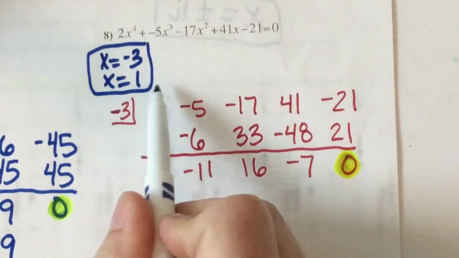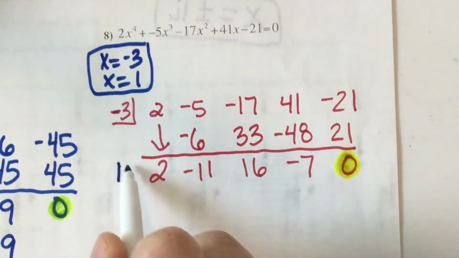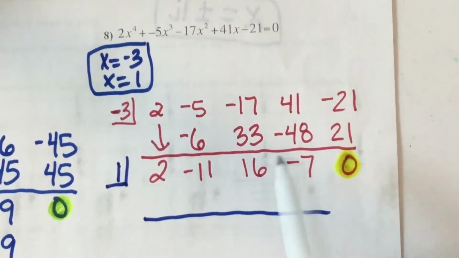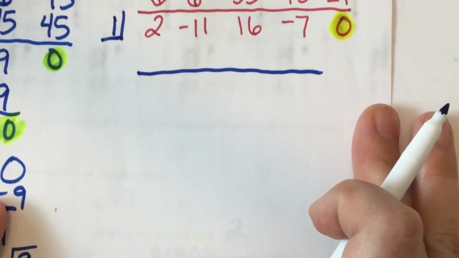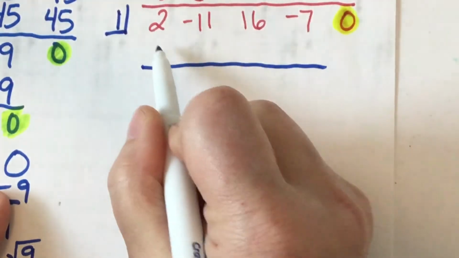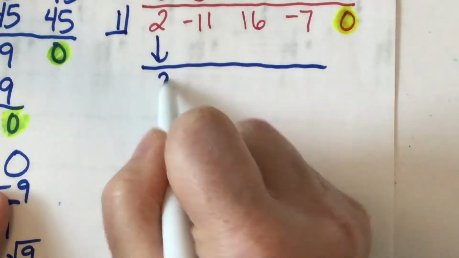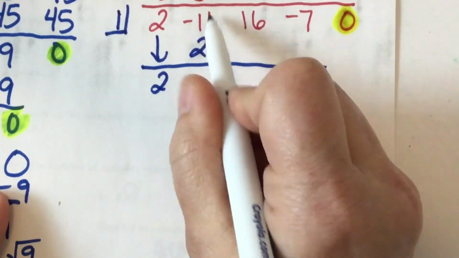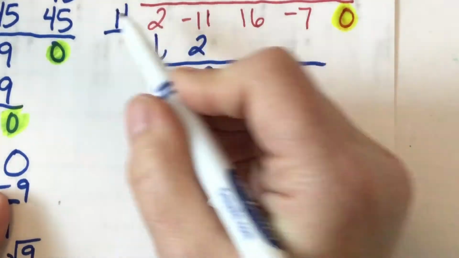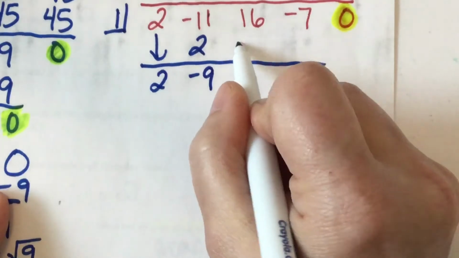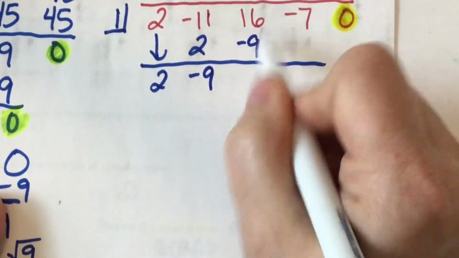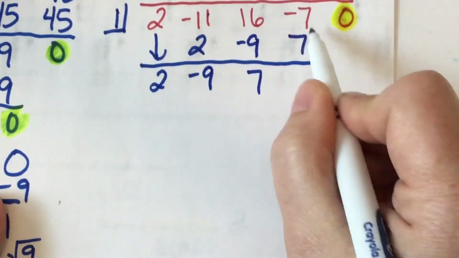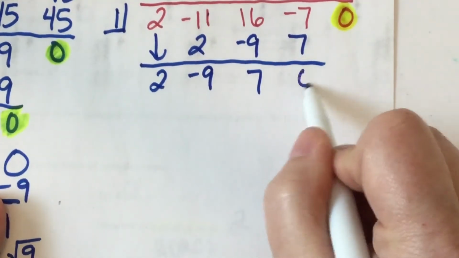So now I'm going to take my next 0, which is a 1, and I'm going to put it in the box. And then I'm looking at my answers, and that's what I'm going to work with. So let me cover everything else up so it's not overwhelming. Bring down the first number. So I'm going to bring my 2 down. And then multiply. 1 times 2 makes 2. Add these together. That's going to make negative 9. Multiply 1 and negative 9. Add these together. That's going to make 7. Multiply 1 times 7, add these together, and that's going to make 0.